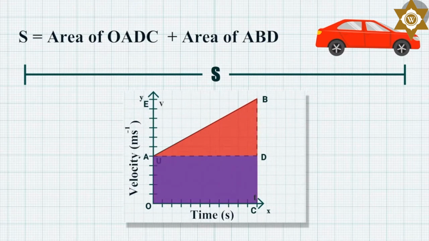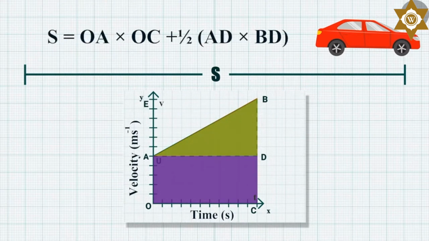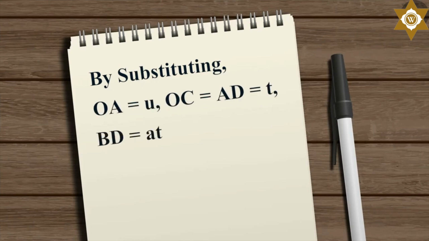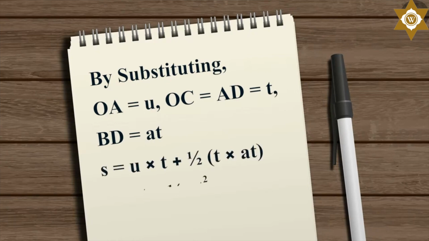area of rectangle OADC plus area of triangle ABD, which is equal to OA multiplied by OC plus 1/2 multiplied by AD multiplied by BD. By substituting OA is equal to u, OC is equal to AD is equal to t and BD is equal to at, we get s is equal to u multiplied by t plus 1/2 multiplied by t multiplied by at, which is equal to ut plus 1/2 at square.